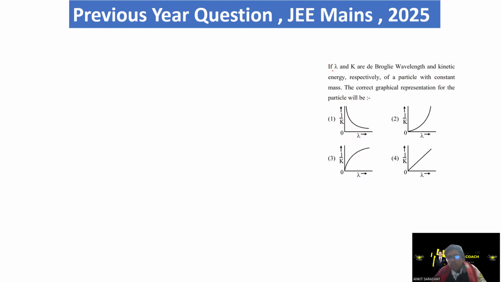First of all, read the question. Lambda and k are the de-Broglie wavelength and kinetic energy, respectively, of a particle with constant mass. The correct graphical representation for the particle will be. So they are asking for the 1 upon k versus lambda graph.